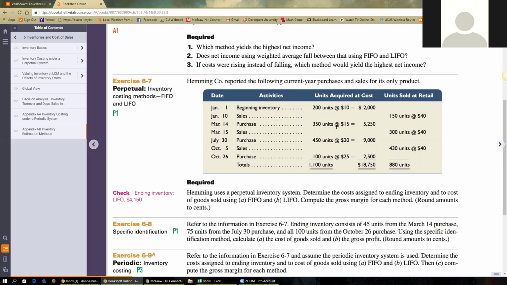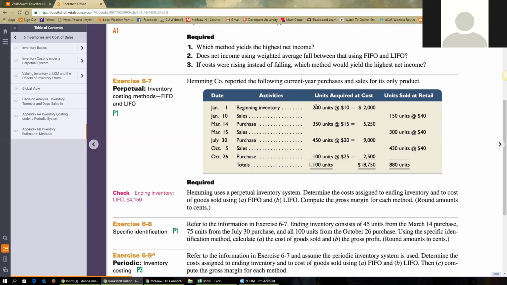So March 14th, they buy a bunch more. But the price went up. Wherever they buy from whatever supplier, the supplier really raised the price. But now they have 400 products on the shelf. Then they sell 300. Then they buy some more. Then they sell some more. Then they buy some more.